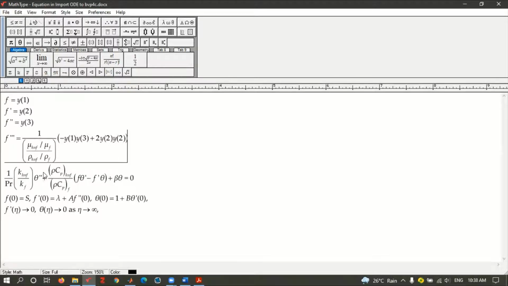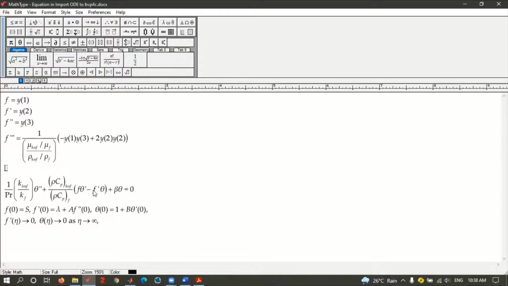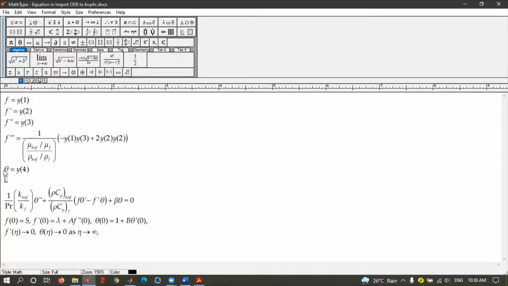Okay, the same goes for the other equation, equation 7, for the energy equation. The highest order is 2, which is theta double prime. So for theta and theta prime, we should assume them to be y4 for theta, because we just continue from the previous y, which is y3. So for theta it should be y4, and then theta prime should be y5. Okay, and then theta double prime comes from this equation.